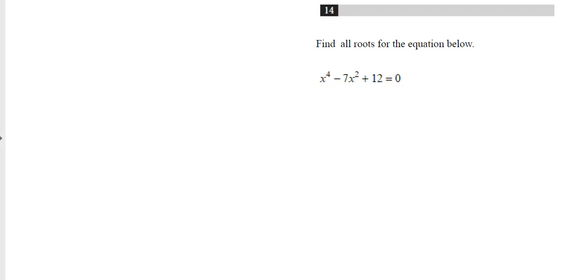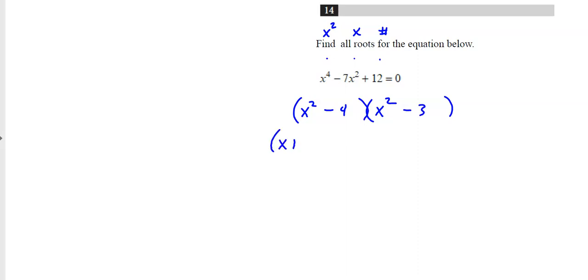Well, you could do the graph or you could do the P over Q stuff. But I kind of see that since this is x to the fourth, x squared, number, it follows the same pattern as x squared, x, number. So you could just factor it like a quadratic. So I'm going to put an x squared in both fronts. And then two numbers that times together to make 12, add to make negative 7. That'd be a negative 4 and a negative 3.